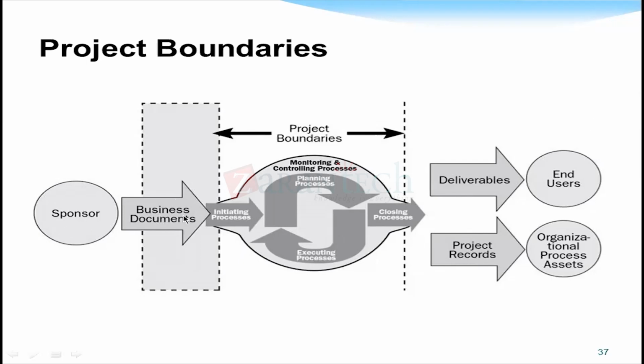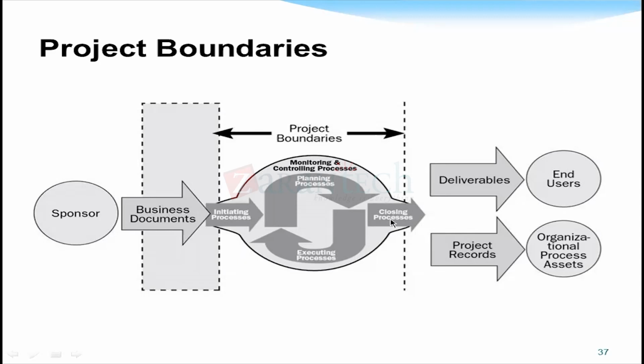Before that, there's a sponsor who gives the requirements, and you're just implementing the project management processes. Then at the end, you're giving the deliverables and maintaining the project records or documentation. Documentation is called organizational process assets, for the deliverables that the end user can work with. All these are part of project boundaries. Therefore, inputs are your requirements, output is your deliverables. So you take the input from your clients, satisfy the end users, and update the documentation.